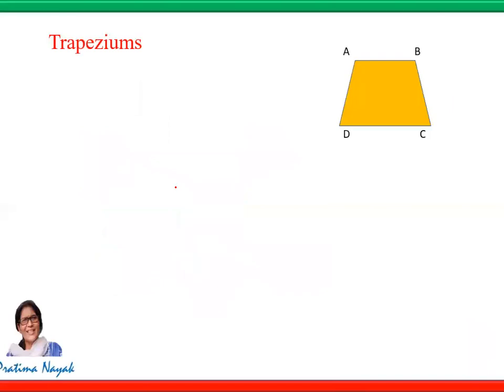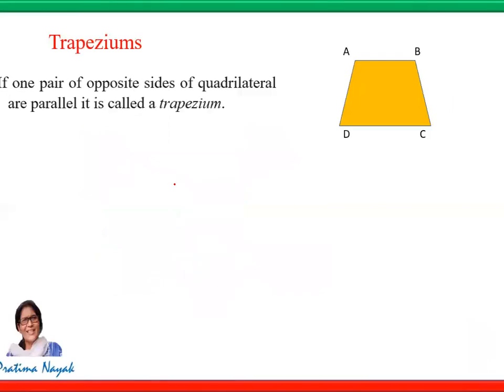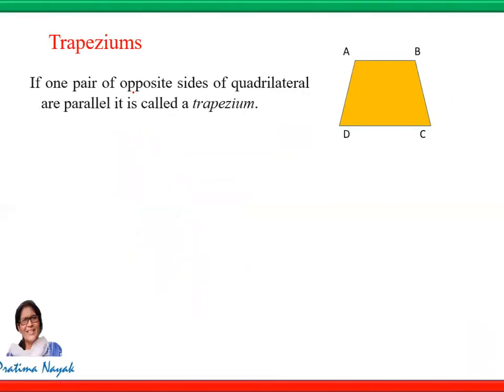First is your trapezium. If one pair of opposite sides of a quadrilateral is parallel, it is called trapezium. Here AB is parallel to CD. AB side is parallel to CD. And the parallel symbol we give in this way, arrow marks.